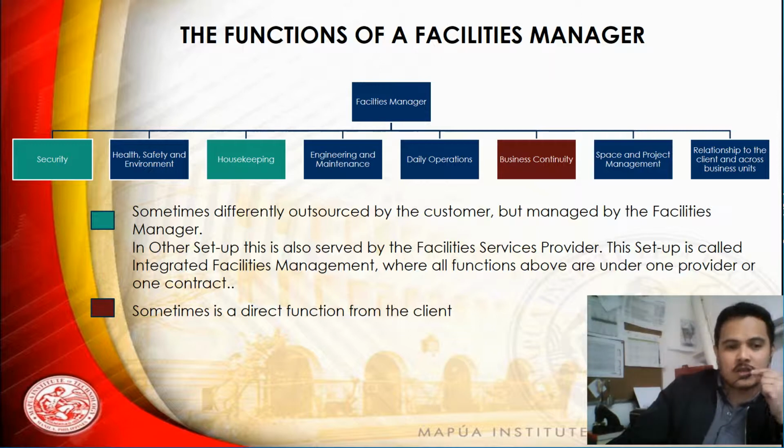Functions that are highlighted in green are sometimes separately outsourced by the customers, but managed by the facilities manager. In other setups, these are also served by the facilities service provider. This setup is called integrated facilities management, where all functions above are under one provider or one contract. The function that is highlighted in red is sometimes a direct function from the client.